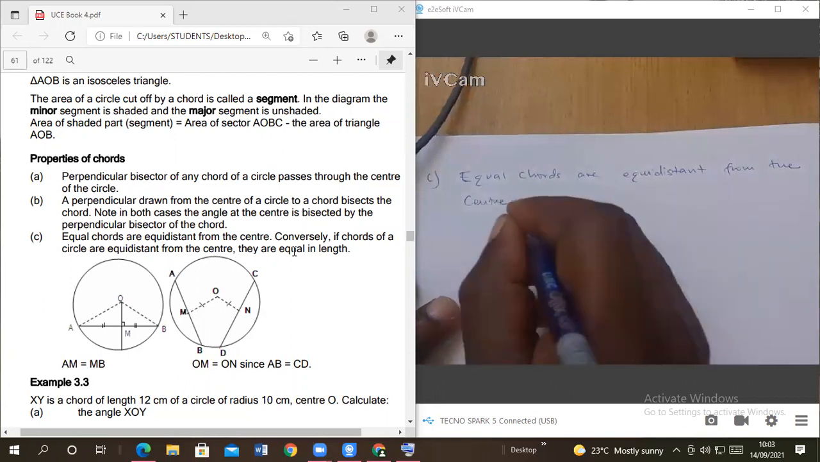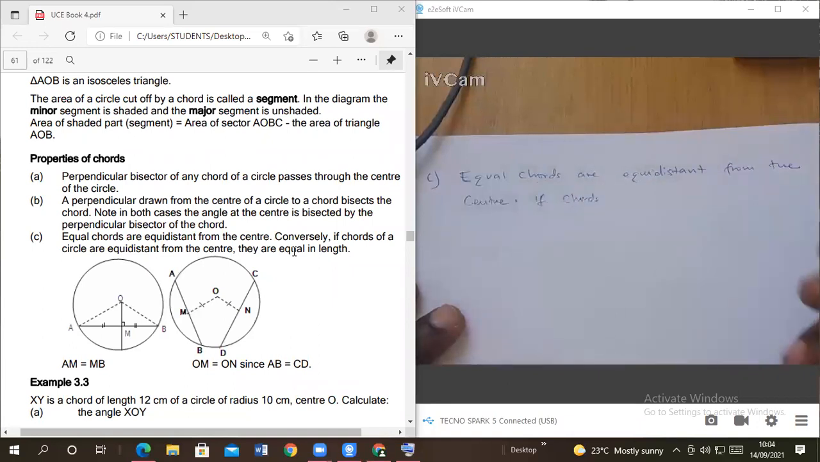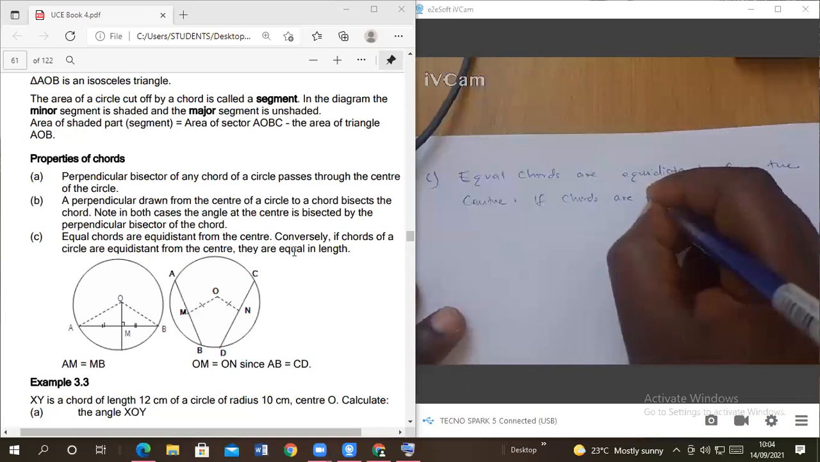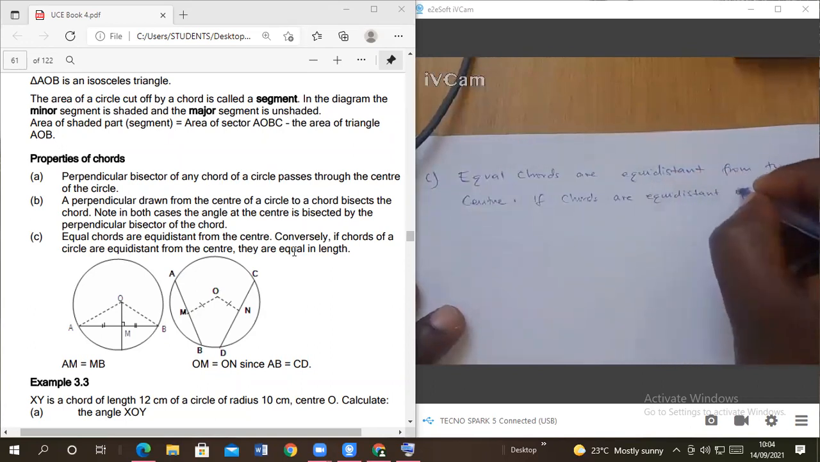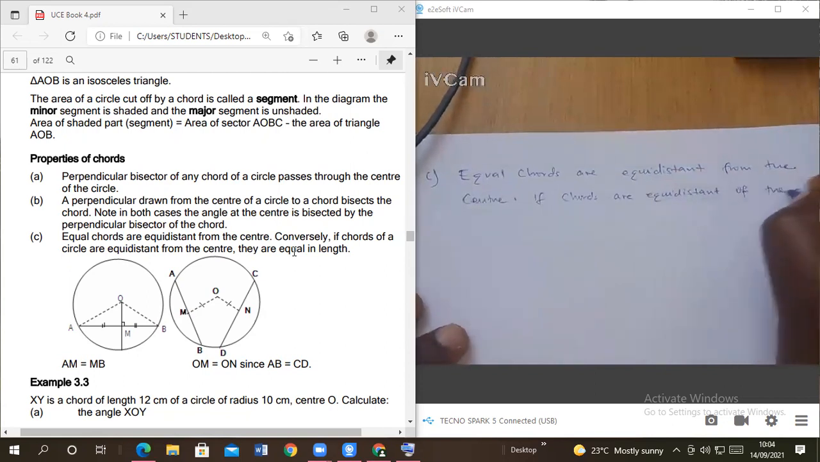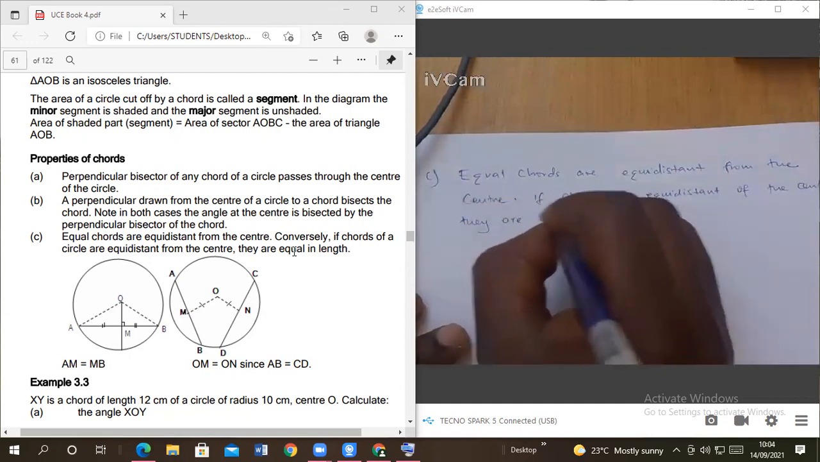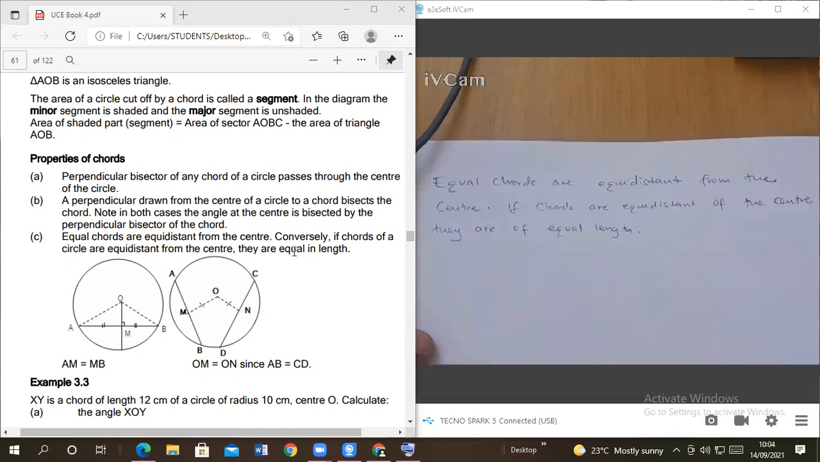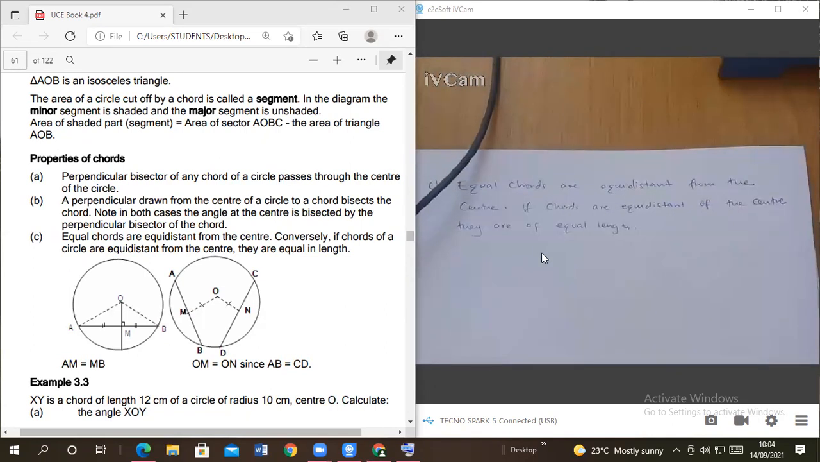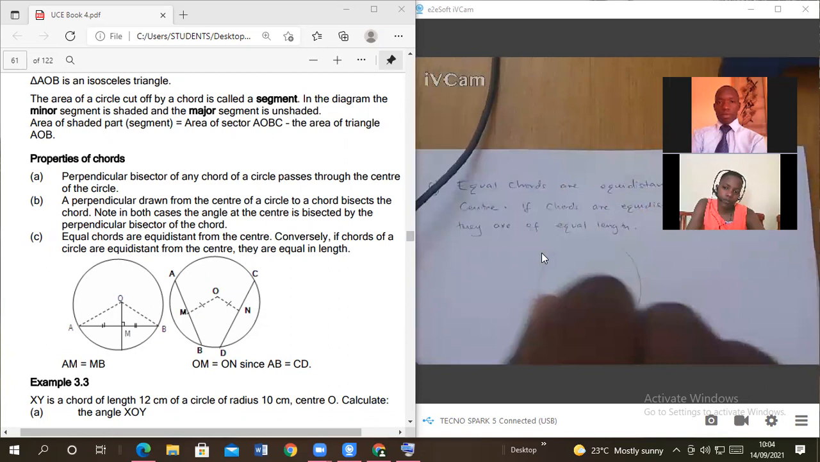And you can say if chords are equidistant from the center, then they are of equal length. That's the other part that you should note down. And you go ahead and you draw a circle there and show that property, how it looks like.